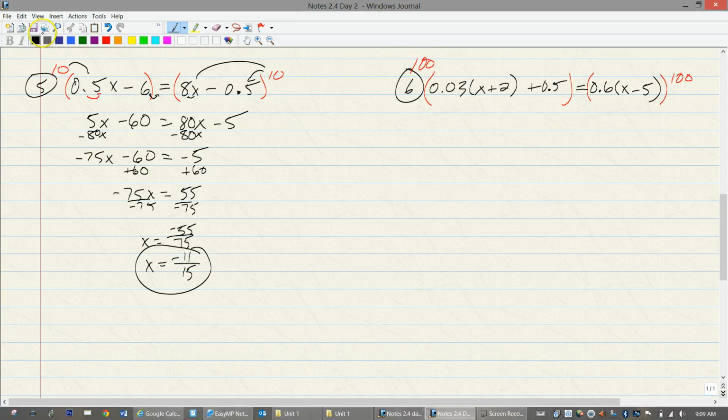And what does 100 do? It moves the decimal place to the right twice. I guess for you guys it's this way. So 100 times 0.03 is going to be just 3. It's going to go to the right 1, 2. Then x plus 2. 100 times 0.5 is going to go to the right twice. 1, 2, 50. And then 100 times 6 to the right twice. 600. And we can crank it from here, right? So distribute 3 times x, 3x. 3 times 2, 6. And then plus 50.